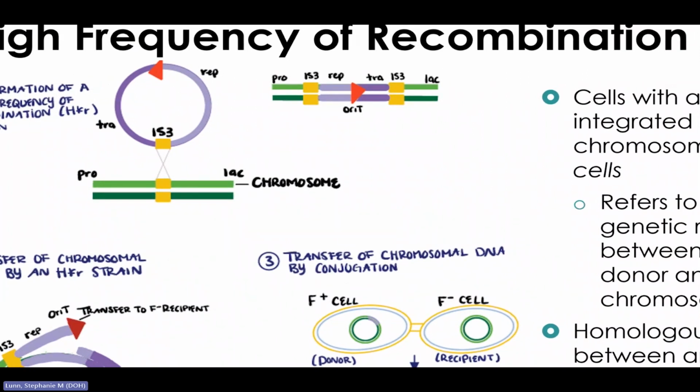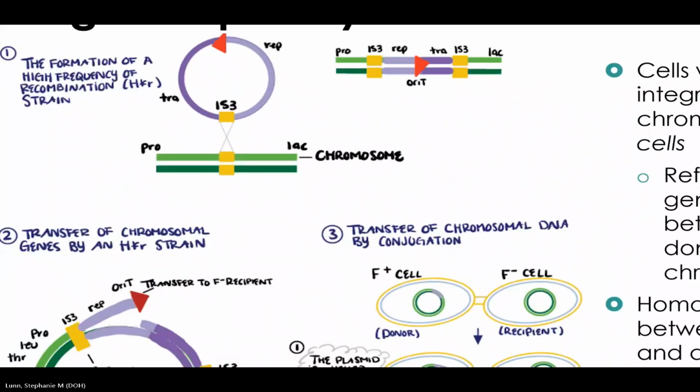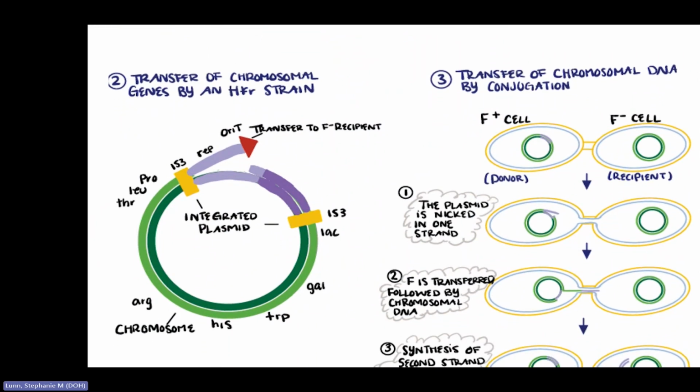Let me zoom out real quick, and I'll zoom back in. So you can see an example of what this looks like. The host chromosome is represented by green, and the F plasmid is represented by purple. And you can actually see an origin of transfer, or oriT, site here in the center, which is going to be important for transfer.